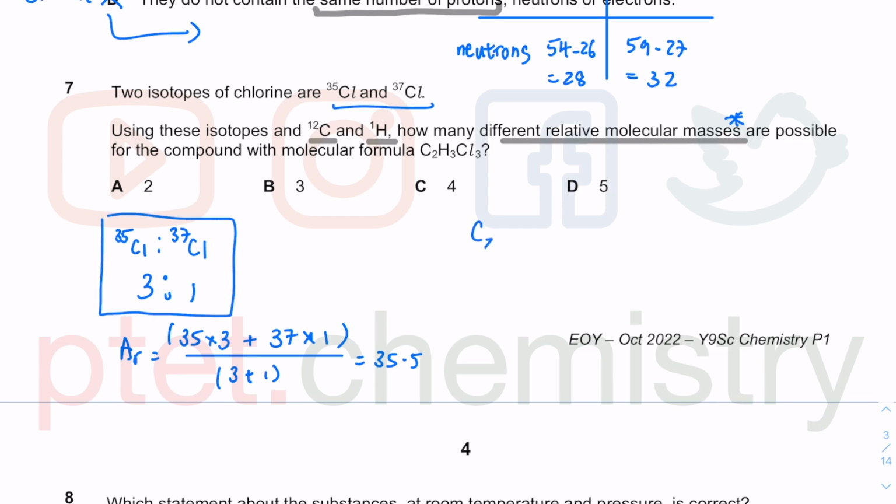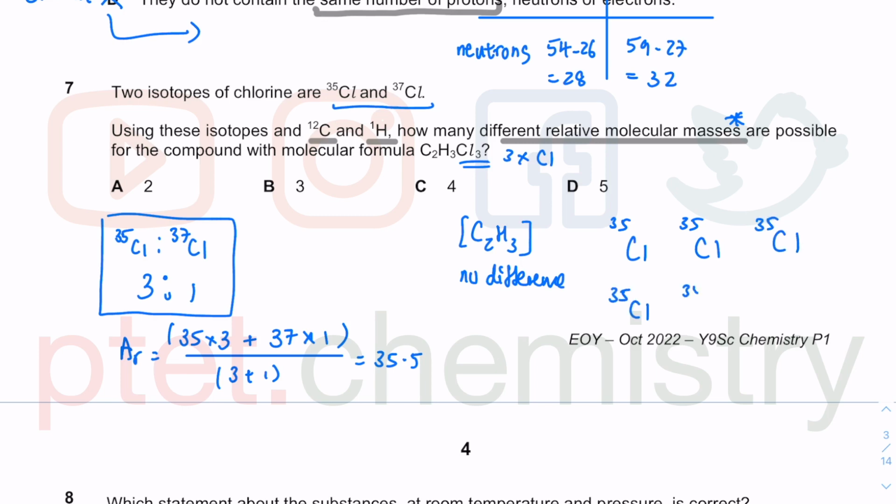So you could have C2H3. These have no difference at all. Now we think about the possible combinations. You have 3 chlorines. You could have 35, 35, 35. You could have 35, 35, 37. You could change the order, 35, 37, 35, or 37, 35, 35, but you will still have 2 35s and 1 37. When you add up 35 plus 35 plus 35, you're going to get 105.